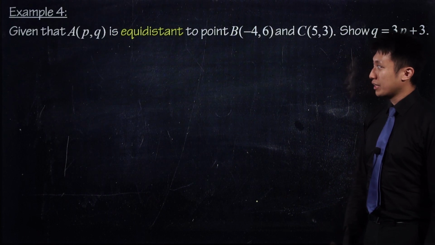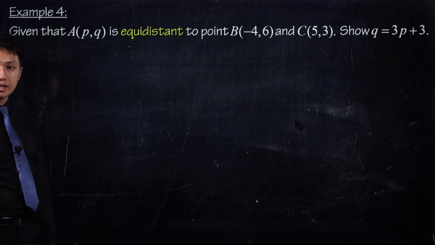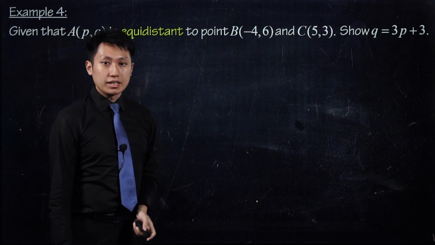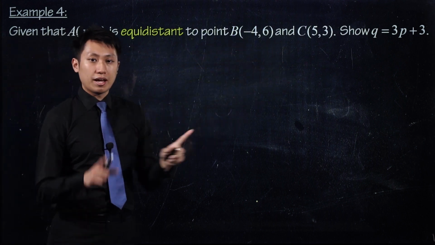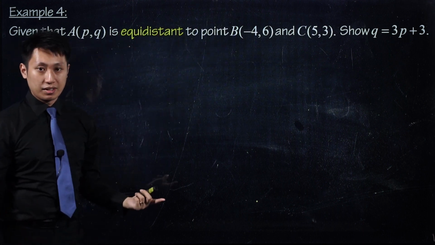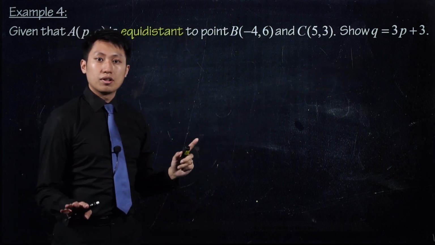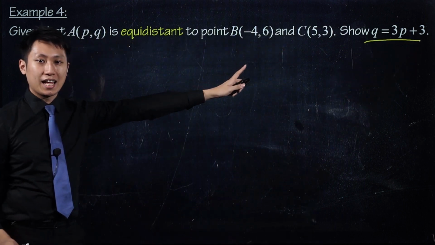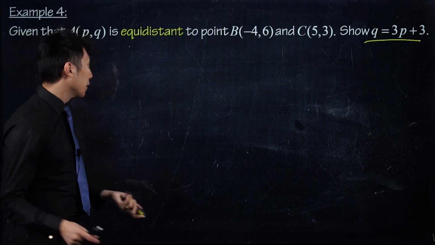Alright, next one here. Now, a new term here. Given that A, the coordinate is P, Q, is equidistant to point B and point C, means that this point to this point and this point, they both have the same distance. So meaning AB and AC are the same. Then you want to show something like this, Q equals 3P plus 3. What I want to tell you is that you don't care what it says there. This is the information. You've got to decipher this information first. How do you do that?